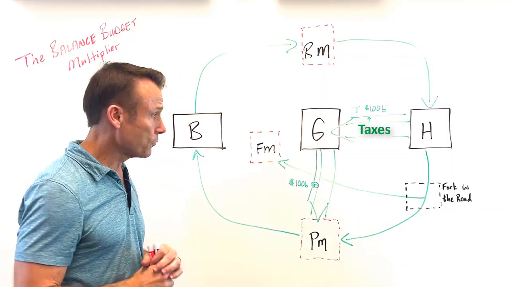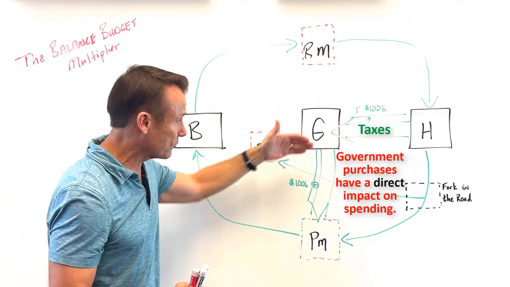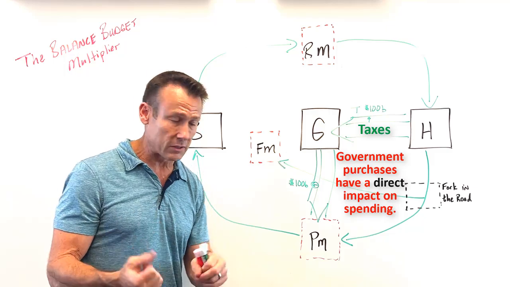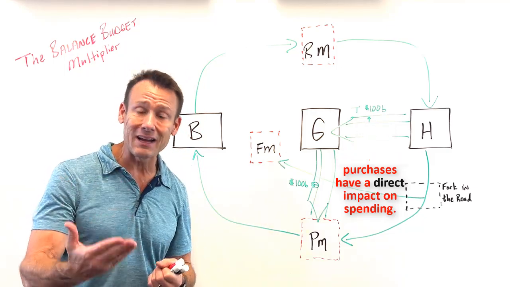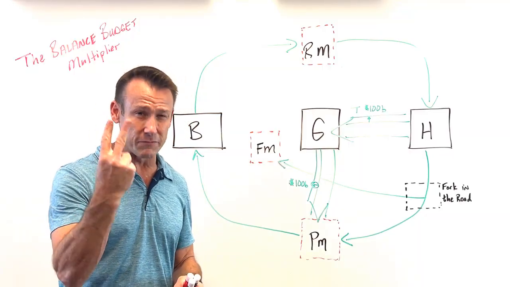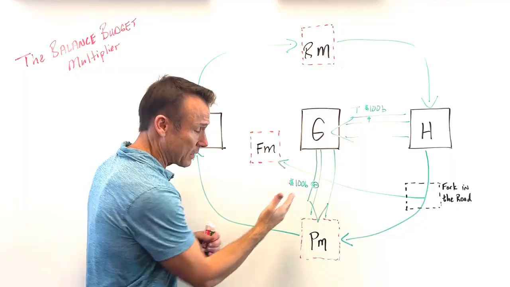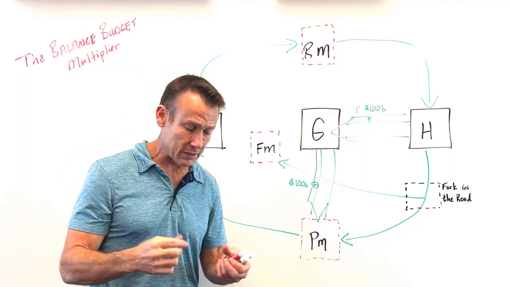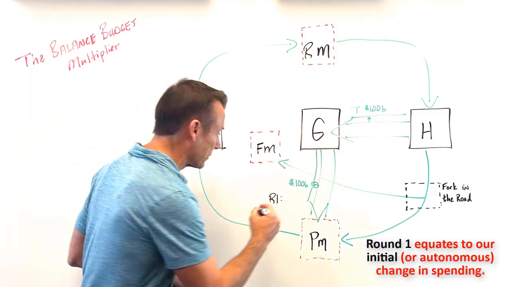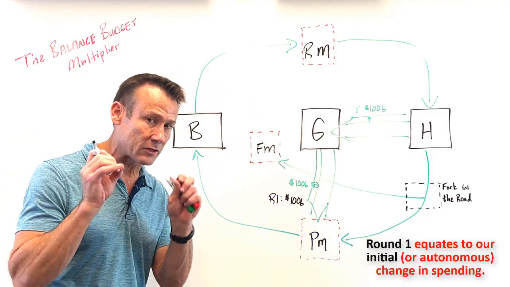Well, it has to do with the fact that government purchases is a direct impact to spending. It's directly changing spending by $100 billion. Spending is going to go up by $100 billion when we increase government purchases by $100 billion because, as I like to say, government purchases is a type of spending. There's four types of spending: consumption, investment, government purchases, and export expenditures. So if we increase by $100 billion, spending is going to go up by $100 billion. Another way to say it is our round one impact of this increase in government purchases is $100 billion. That would be our round one impact, our impact to spending.